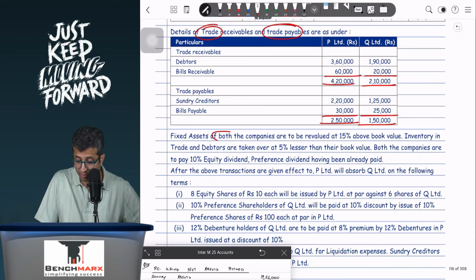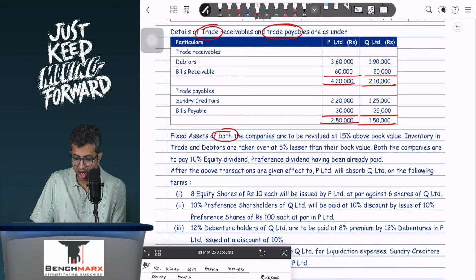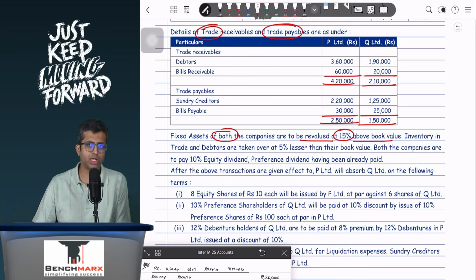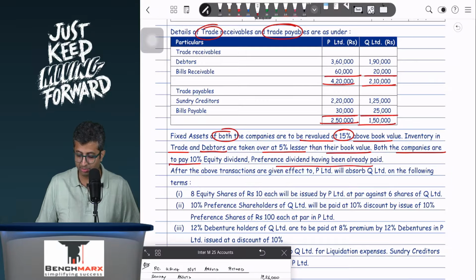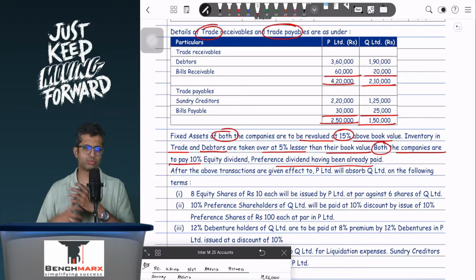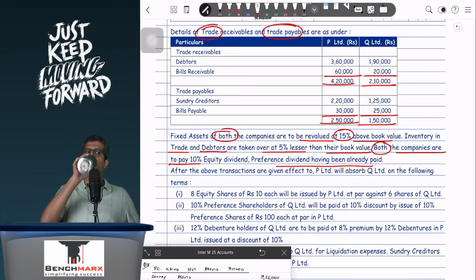Fixed assets of both the companies are to be revalued at 15% above their book values. Inventory in trade and debtors are taken over at 5% lesser than their book values. Both the companies are to pay 10% equity dividend, preference dividend having already been paid. Again, this is to be done by both companies. So this is a pre-acquisition adjustment that has to be done by both the companies.